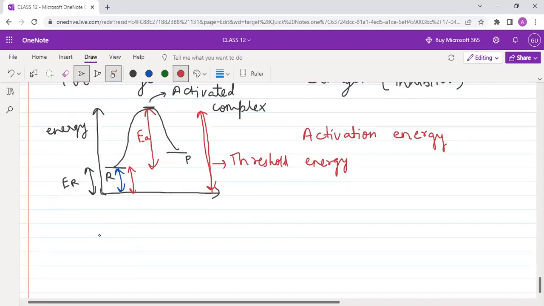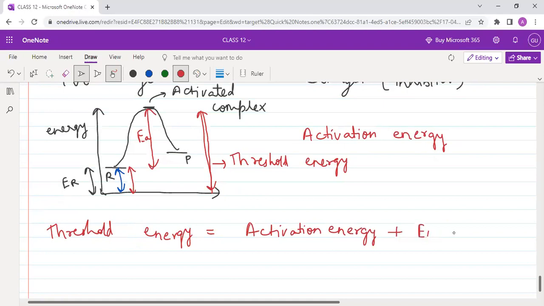So the relationship can become: threshold energy is equal to activation energy plus energy of reactants, right? Because we are seeing that the energy of reactants plus this much amount of extra energy will make the total threshold energy.